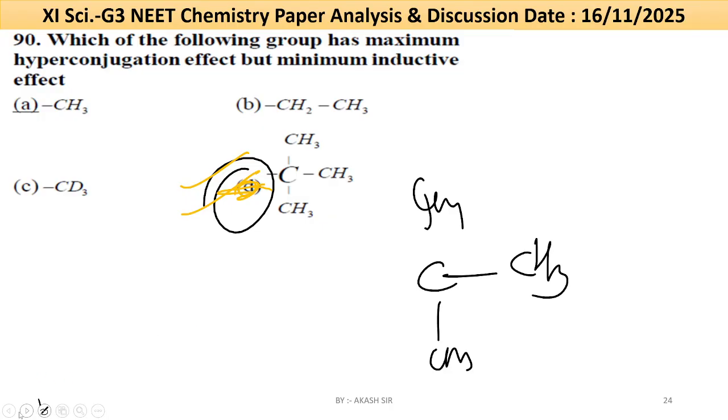My dear students, these are today's questions of the 11th science G3 NEET chemistry paper analysis and discussion. Today's paper is based on the pure concept of inductive effect, mesomeric effect, aromatic compounds, basic character, acidic character, and pKb values.